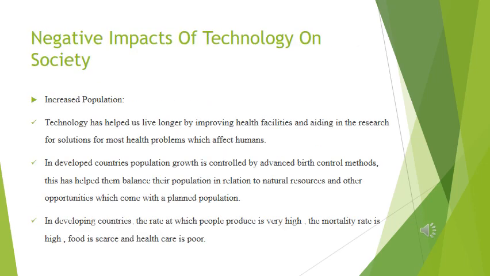Negative impacts of technology on society: increased population. Technology has helped us live longer by improving health facilities and aiding in the research for solutions for most health problems which affect humans. In developed countries, population growth is controlled by advanced birth control methods. This has helped them balance their population in relation to natural resources and other opportunities which come with a planned population. In developing countries, the rate at which people reproduce is very high, the mortality rate is high, food is scarce, and healthcare is poor.